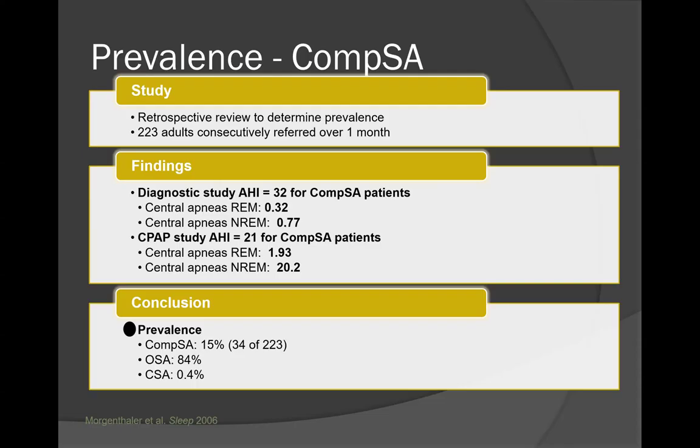The conclusion of this study is that complex sleep apnea prevalence is around 15%. So it's not many patients, right? But they exist. And OSA is 84%, central is 0.4.